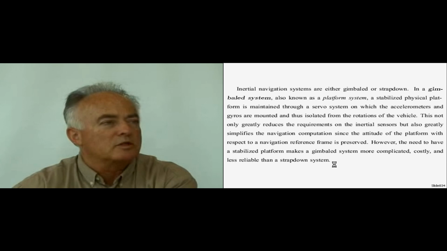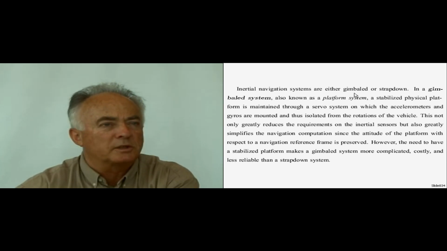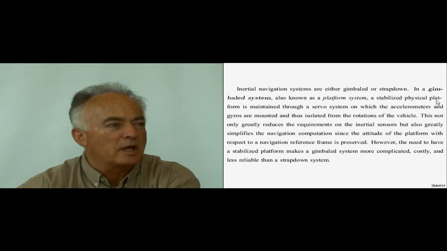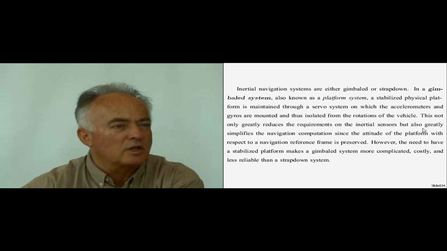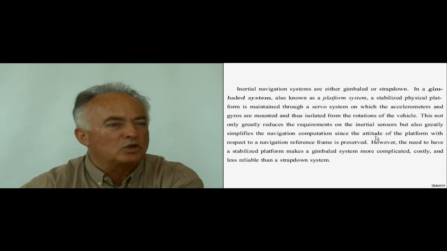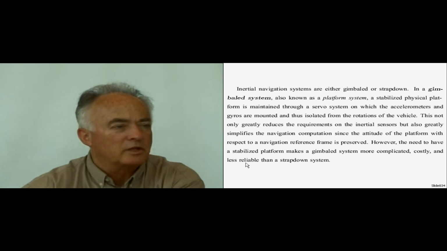There are 2 types of inertial navigation systems. They can be gimbaled or strapped down. In a gimbaled system, or platform system, we have a stabilized physical platform maintained through a servo system on which the accelerometers and gyros are mounted, and thus they are isolated from the rotations of the vehicle. This not only reduces the requirements on the inertial sensor, but simplifies the navigation computations, because the attitude of the platform with respect to the navigation reference is preserved. However, what we have is a stabilization problem for the platform that makes the gimbaled system more complicated. It's more costly and overall less reliable than a strap-down system.